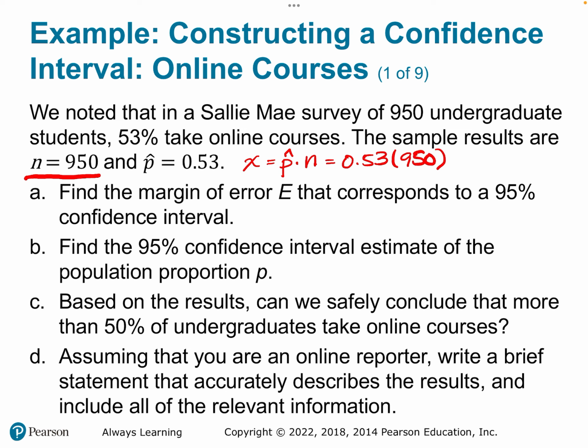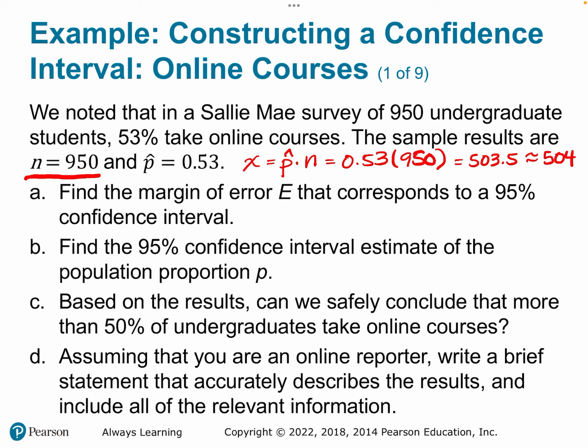And if we go ahead and figure out what that is, I got 503.5. So I'm going to go ahead and round that up to 504 because X must be a whole number. So we have that the sample size is 950. Our sample proportion was 0.53, and we used those to calculate X, which is 504 when rounded to the nearest whole number.